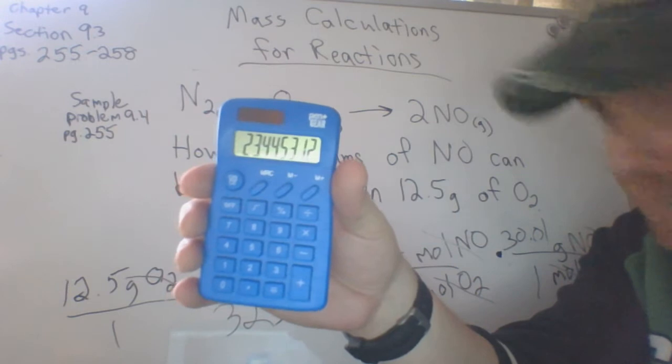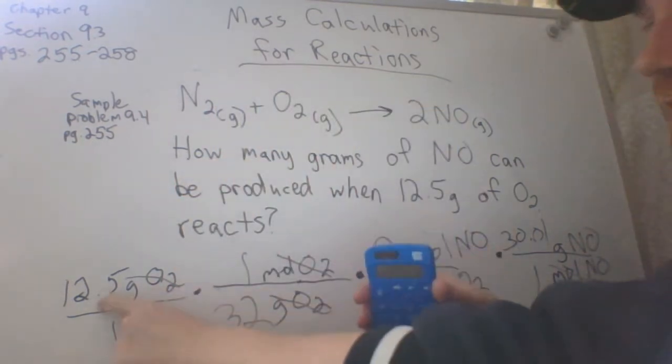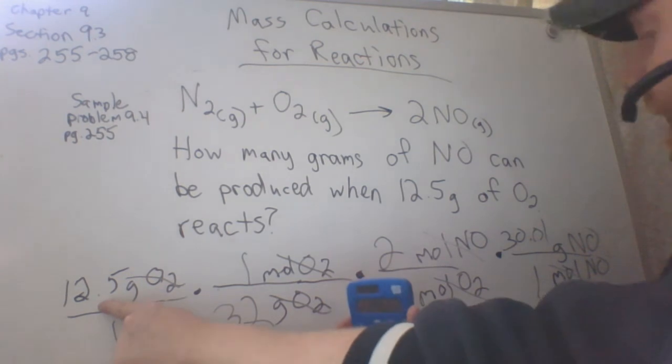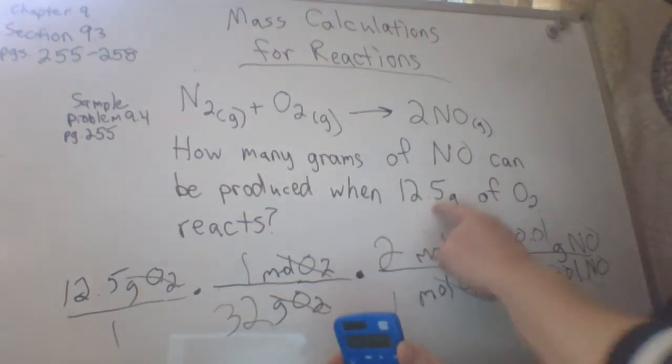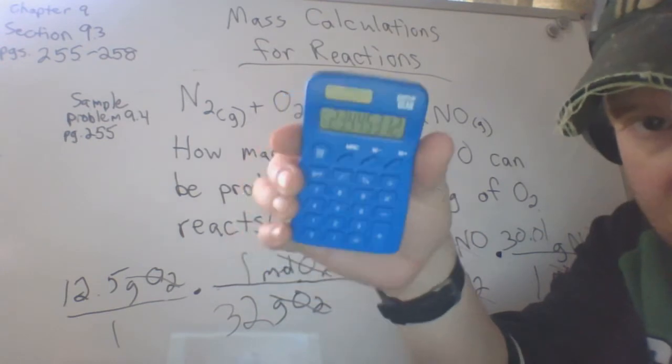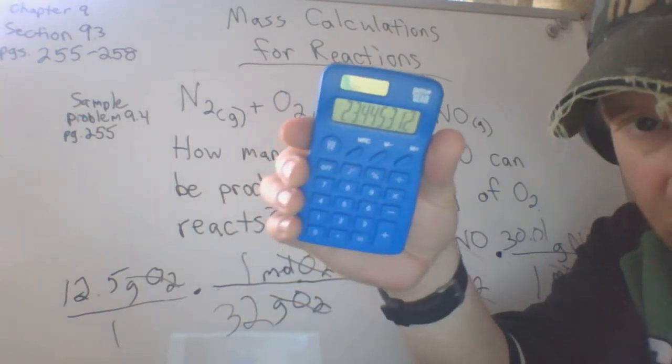Keep in mind our initial measurement has 3 sig figs. So our final answer is going to be 23.4.